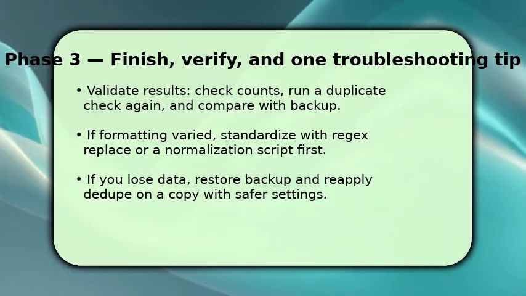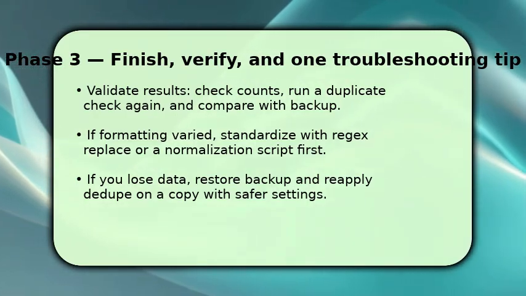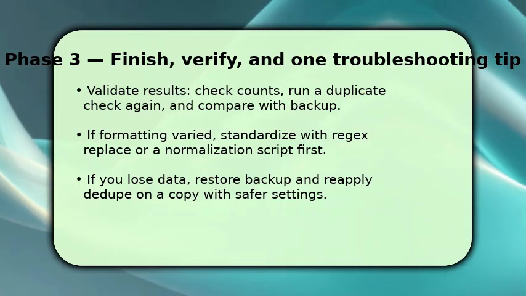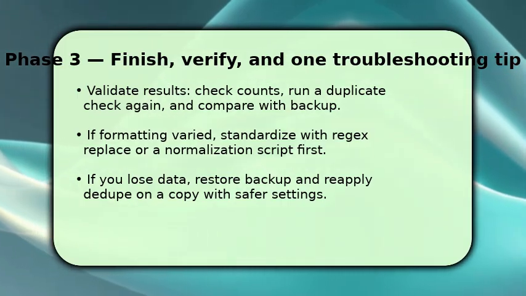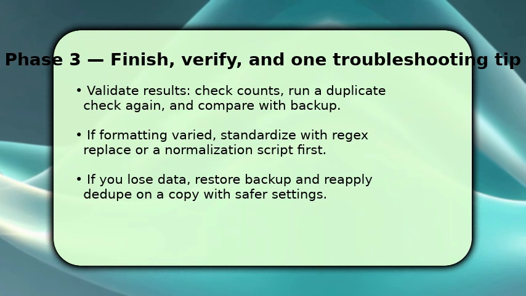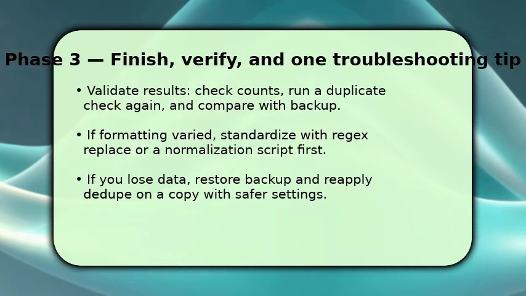If something goes wrong, restore the backup, then repeat the process on a copy with conservative settings. For example, mark duplicates instead of deleting, so you can inspect before final removal and avoid irreversible data loss.